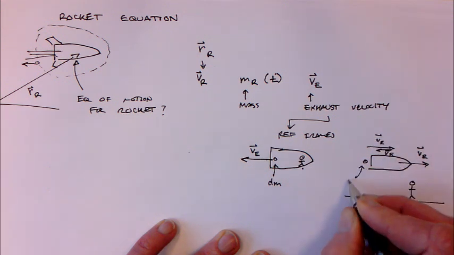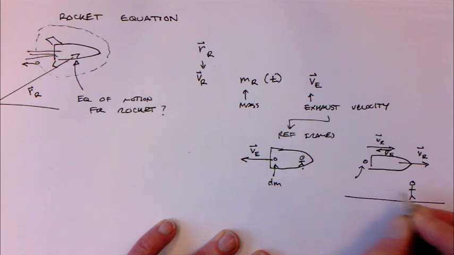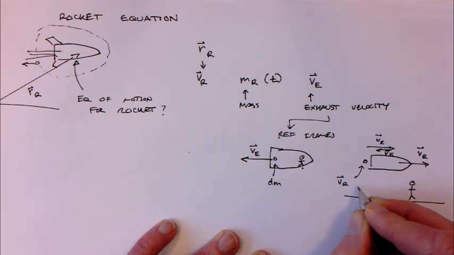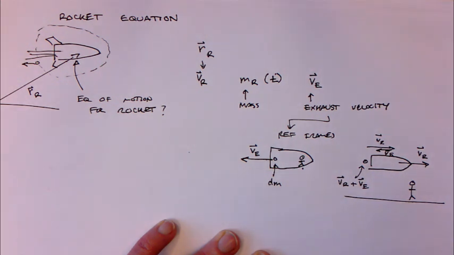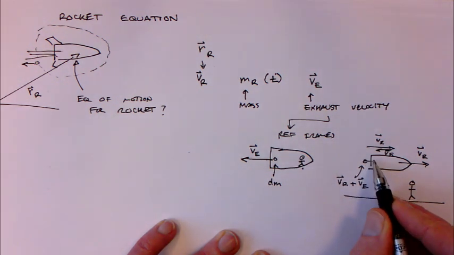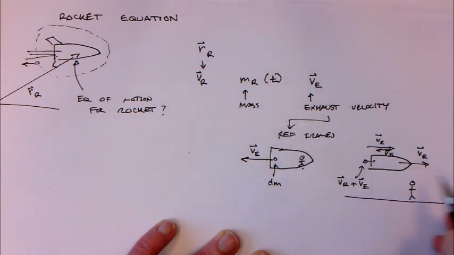So the exhaust velocity that an observer on the ground sees has to be offset by the velocity of the rocket, right? So it's actually possible that from an observer's perspective on the ground, this exhaust could be going forward. It could just be going forward at a lower speed than the rocket was going forward at. Okay, so when we say exhaust velocity, we mean exhaust velocity in the reference frame of the rocket.